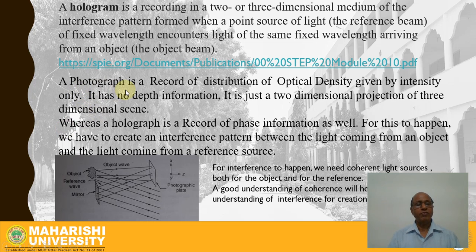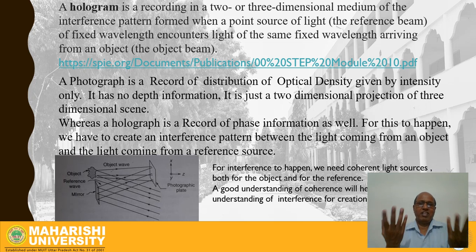A photograph is a record of distribution of optical density given by intensity only. That means what we see in a photograph is the distribution of the intensity of the image of the object on a plate in the x and y direction. That's all. There is no information about the z-axis. That means it has no information about the depth. It is just a 2-dimensional projection of a 3-dimensional object.